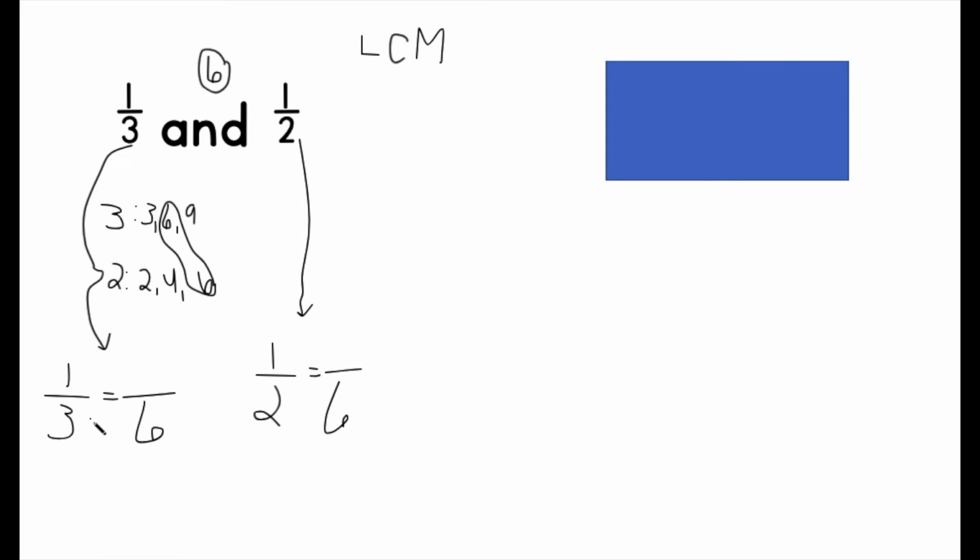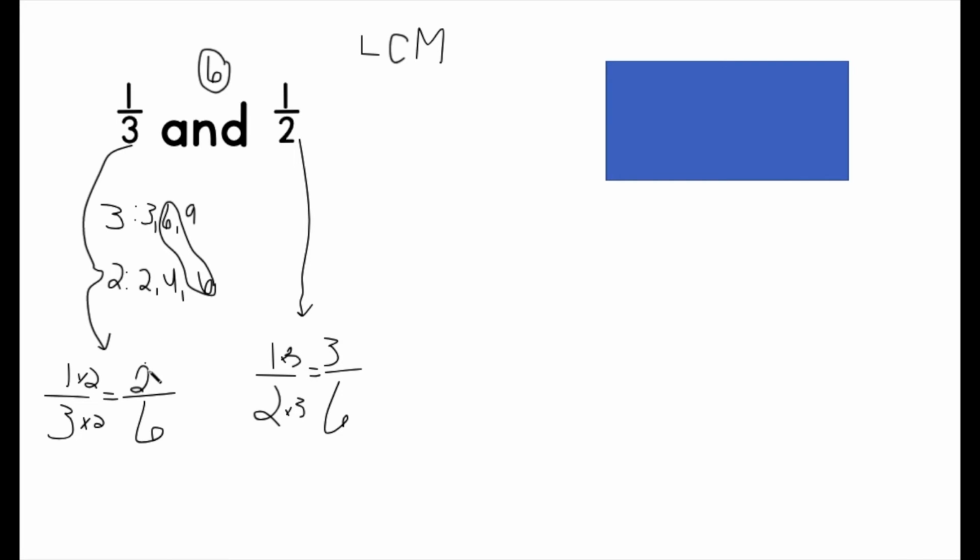So now what do we do? Well, we ask ourselves, 3 times what equals 6? 3 times 2, and whatever we do to our denominator, we have to do to our numerator. So 1 times 2 equals 2. So 2/6 is the equivalent of 1/3. And 2 times what equals 6? That's 2 times 3. And 1 times 3 equals 3. So 3/6 is the equivalent for 1/2.